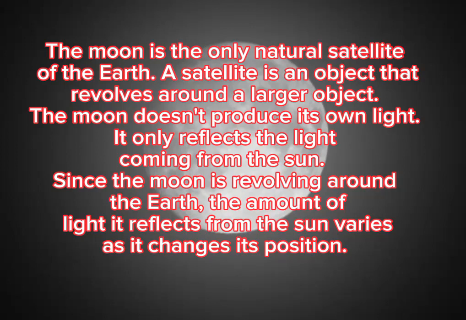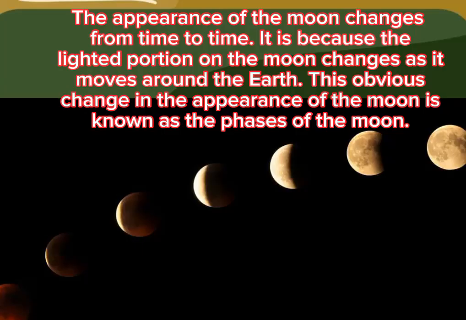Since the moon is revolving around the Earth, the amount of light it reflects from the sun varies as it changes its position. The appearance of the moon changes from time to time. It is because the lighted portion of the moon changes as it moves around the Earth. This obvious change in the appearance of the moon is known as the phases of the moon.